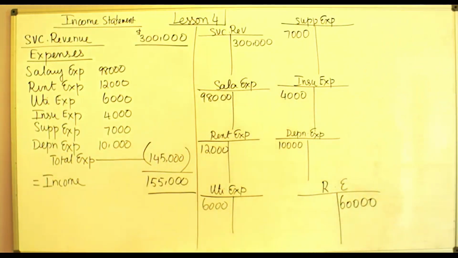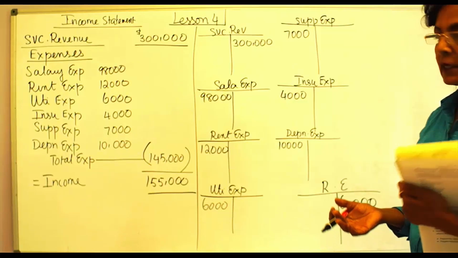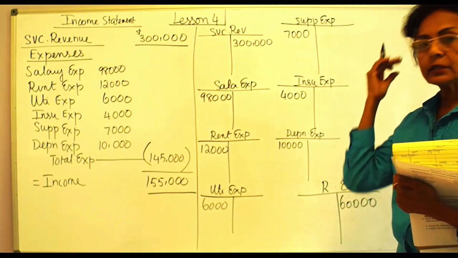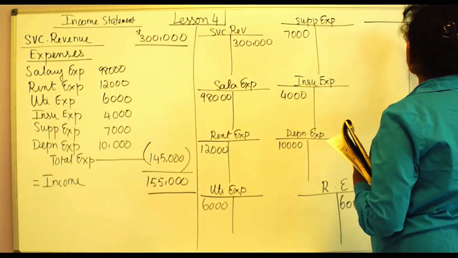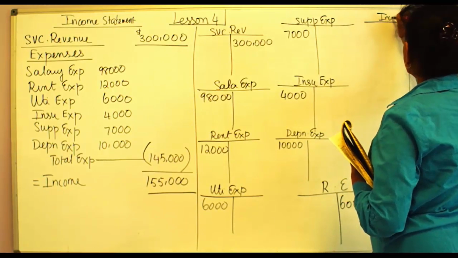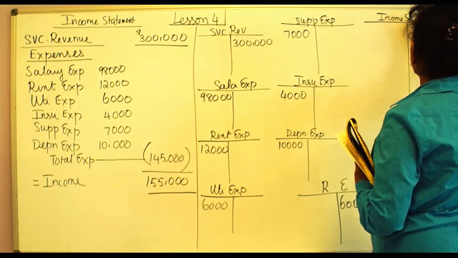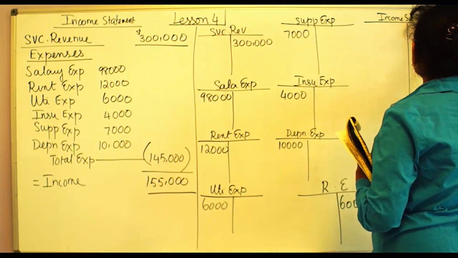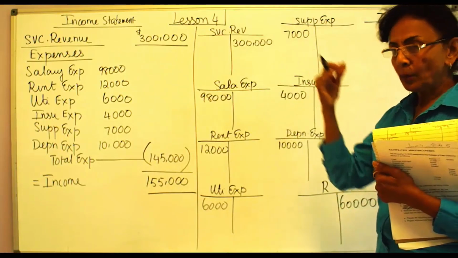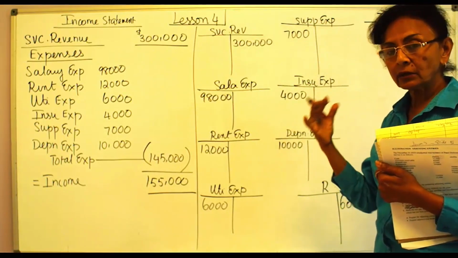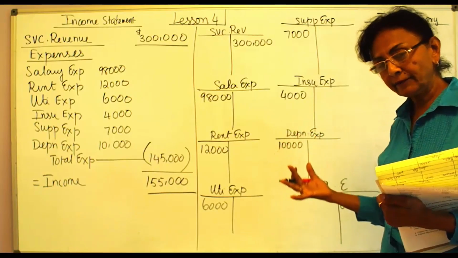And now we are going to do the closing entries. When we do the closing entries, we open up another account called an income summary account. And this income summary account is alive only during the closing. It's opened up and finally it is closed down to zero at the end of the closing.